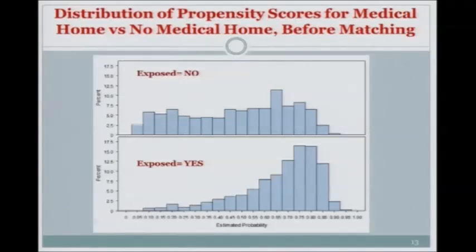So here's a picture of what propensity scores might look like. I showed you what the values might be. But here's your exposed, yes, they're in the program. They have higher propensity to be in the program. It makes sense, right? If there's characteristics that are associated with getting the program, then their propensity score, and this is their probability of being in the program based on all of those other characteristics, is higher. If they didn't get the program, you can see that the propensity scores are more evenly distributed across this distribution.